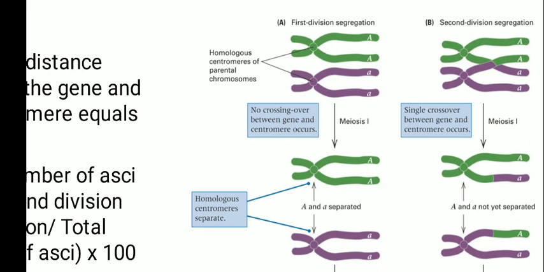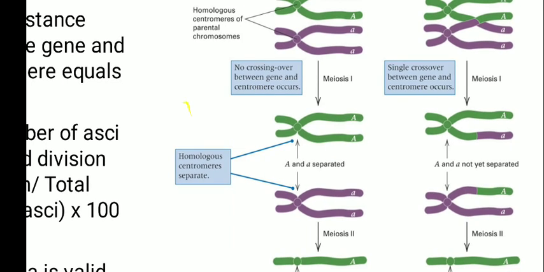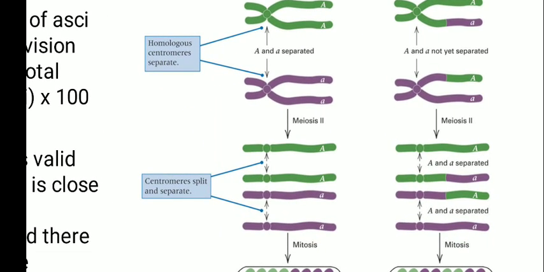See here you can see the homologous centromeres of the parental chromosomes. Here the first division of segregation takes place, where no crossing over between the genes and the centromere occurs in the first step. Then at meiosis 1, the homologous centromeres get separated. After separation, meiosis second takes place, and the sister chromatids separate from each other.